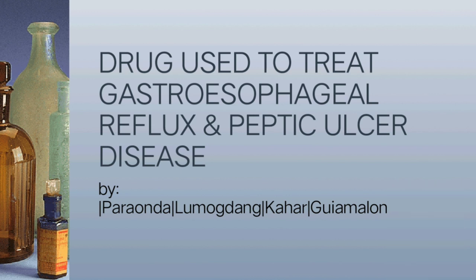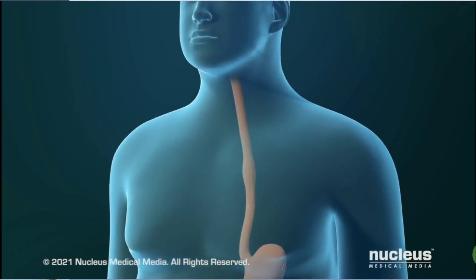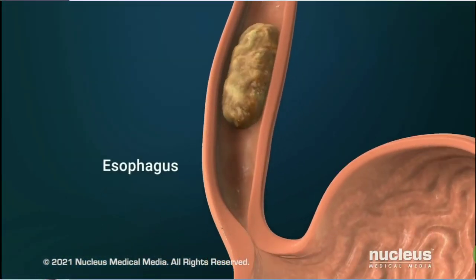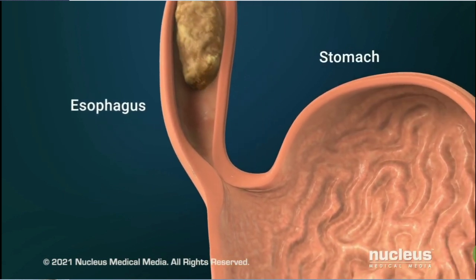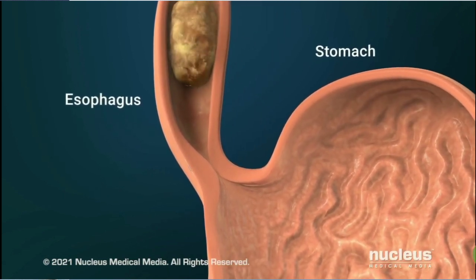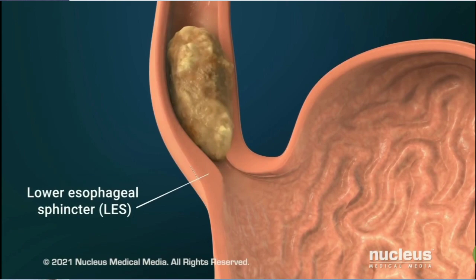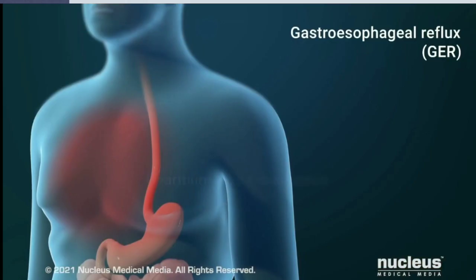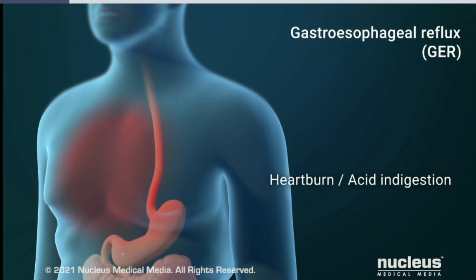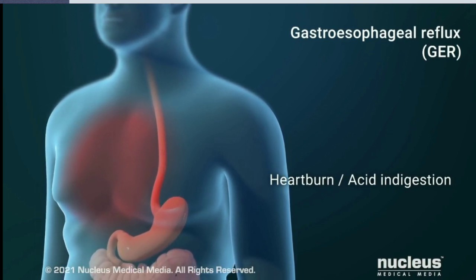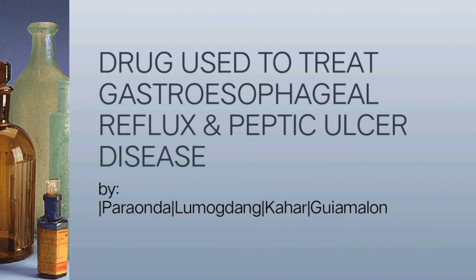So our topic was all about drugs used to treat gastroesophageal reflux and also peptic ulcer disease. By the way, what are those diseases? Gastroesophageal reflux disease or GERD occurs when stomach acid enters the esophagus, while peptic ulcer disease are open sores that can form in the lining of the stomach or the first part of the small intestine. And both GERD and ulcers can cause similar symptoms like burning upper abdominal pain and also nausea.